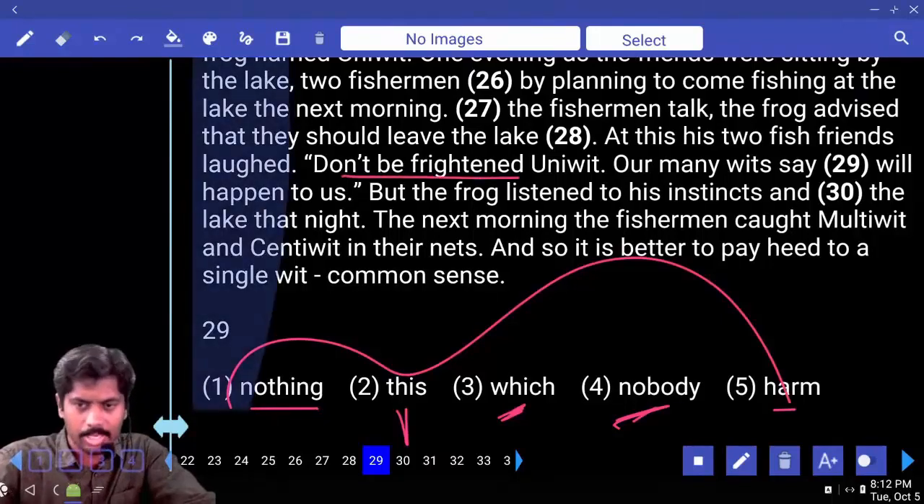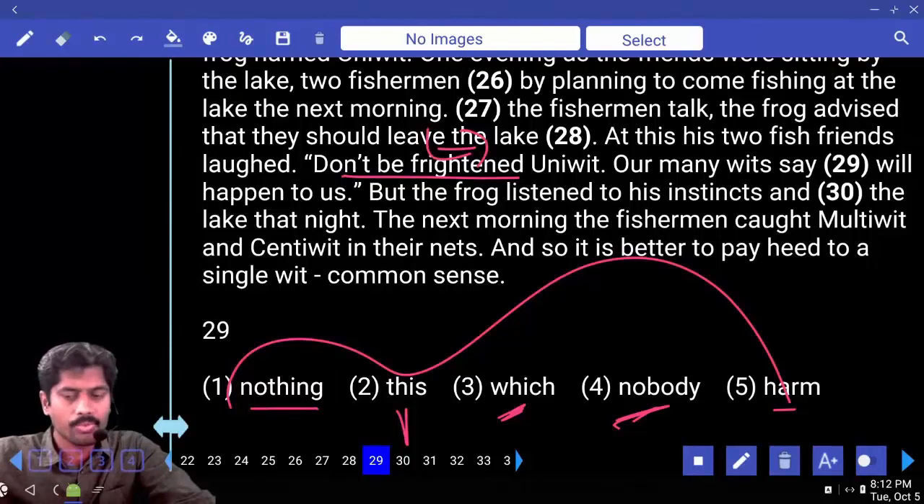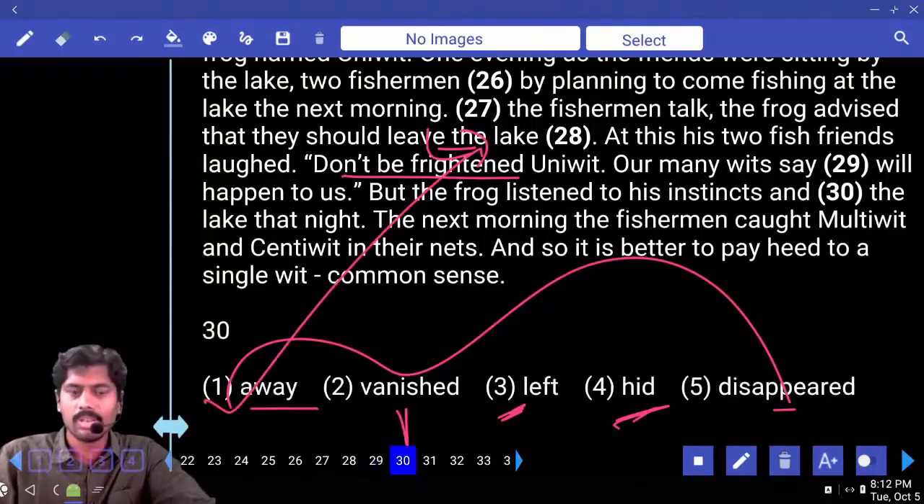What is the context saying? Don't be worried. Don't be fearful. Why not fearful? Because nothing will happen. Don't be worried. Answer is 1. Nothing will happen to us.